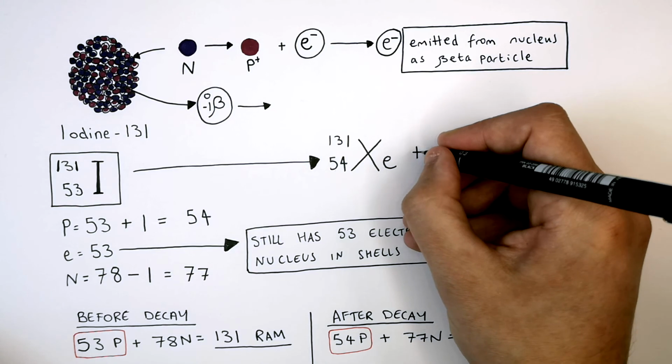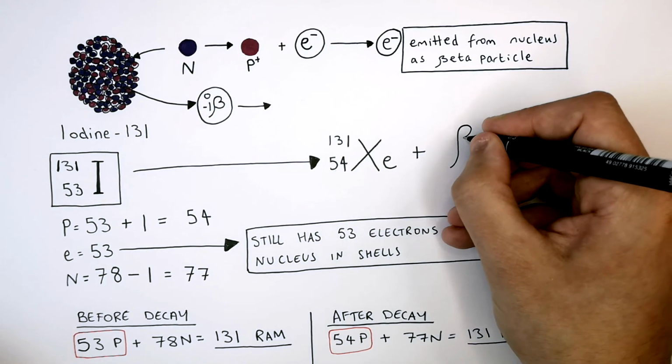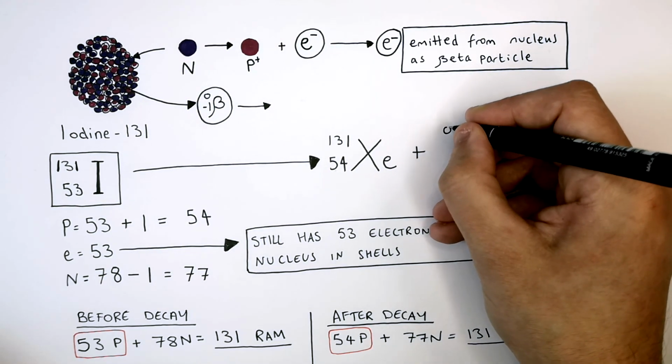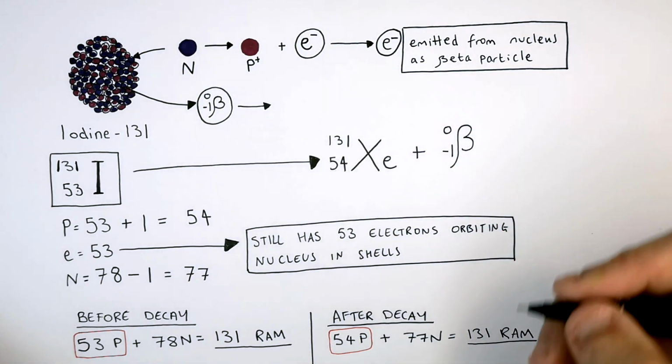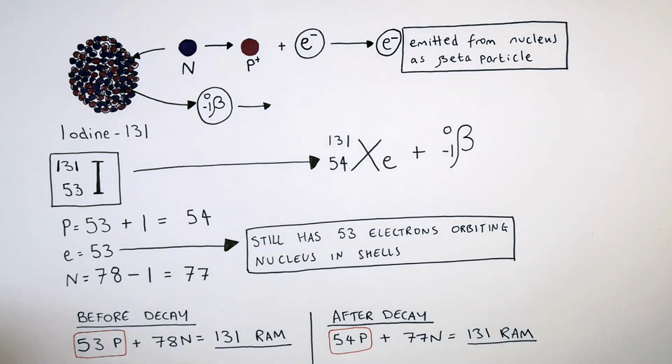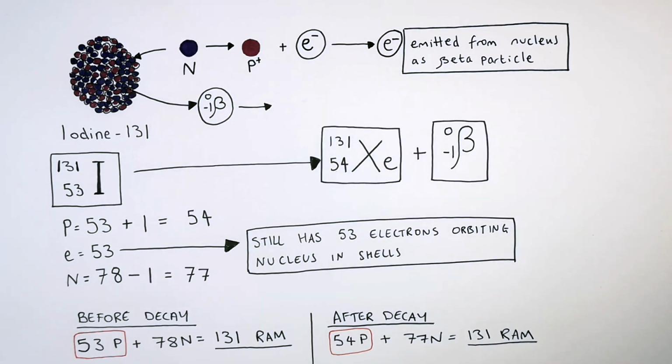And then don't forget to show the beta particle being emitted. The beta symbol, a 0 on the top and a -1 on the bottom. And this electron is emitted as a beta particle. So a beta particle is an electron.